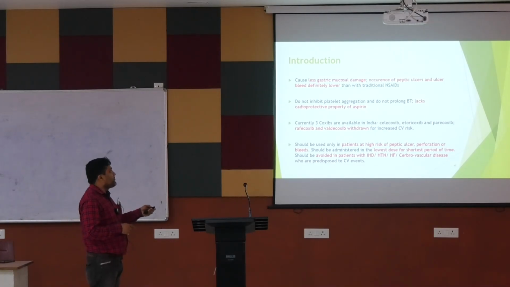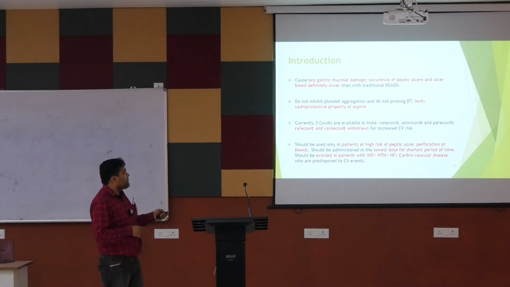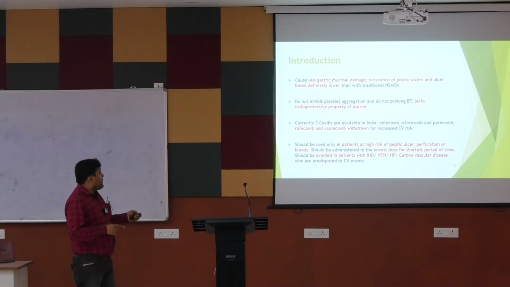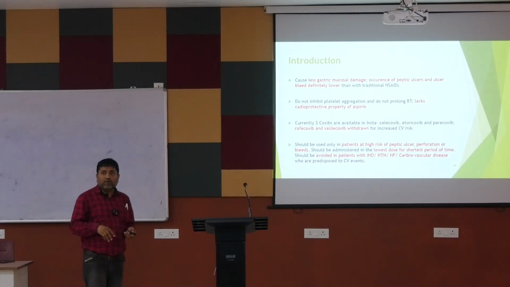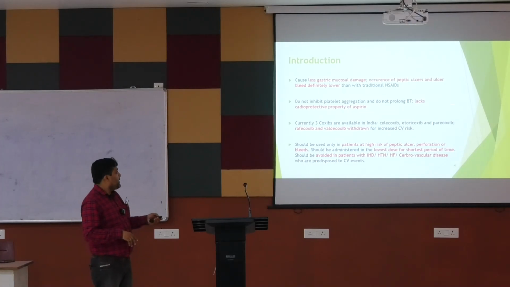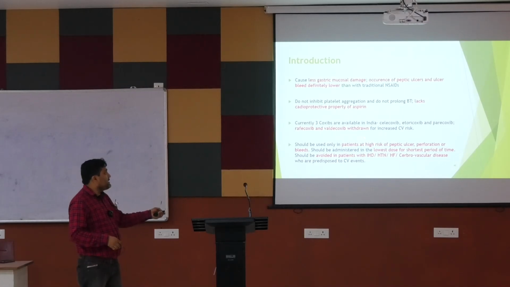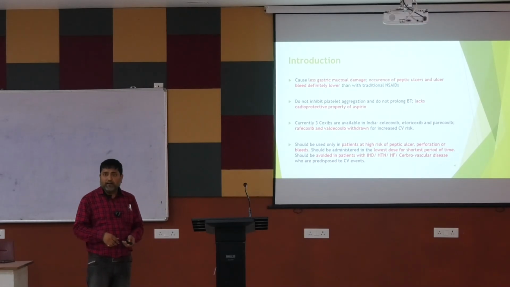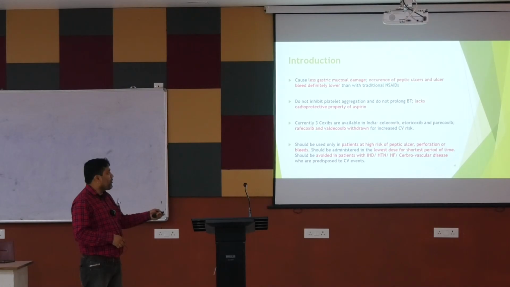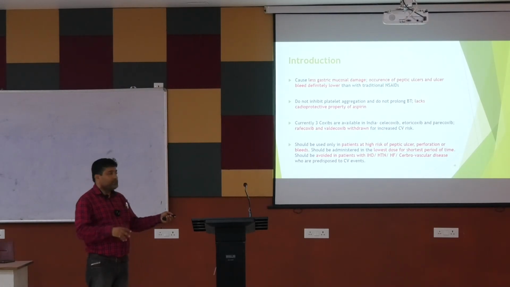Cause less gastric mucosal damage, occurrence of peptic ulcer and ulcer bleed definitely lower, but lacks cardioprotective property of aspirin. Now currently 3 coxibs, that is selective COX-2 inhibitors, are available: celecoxib, etoricoxib and parecoxib. Rofecoxib and valdecoxib have been withdrawn from the market because of increased cardiovascular risk. But they may also be associated, but they are still there.